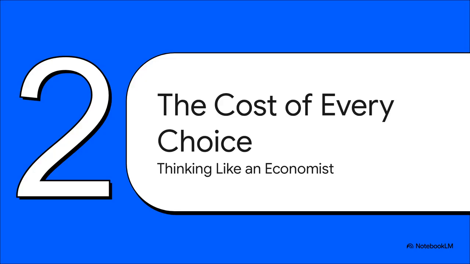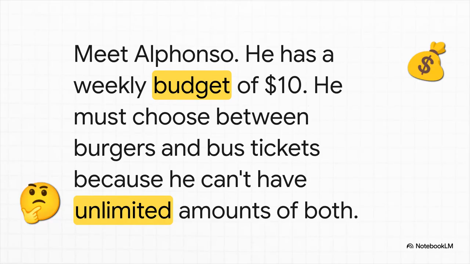Okay, so if scarcity forces us to choose, what does that actually look like in real life? Let's bring this right down to a personal level. So let's meet our friend Alfonso. His situation is pretty simple. He's got $10 for the week, and he can spend it on two things he likes: burgers and bus tickets. This is what economists call a budget constraint, but really it's a situation we all know intimately, right? He can't have all the burgers and all the bus rides he wants.